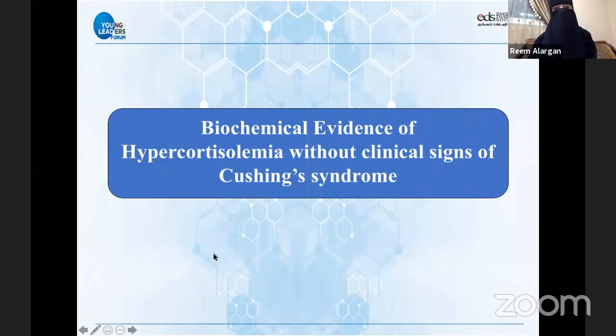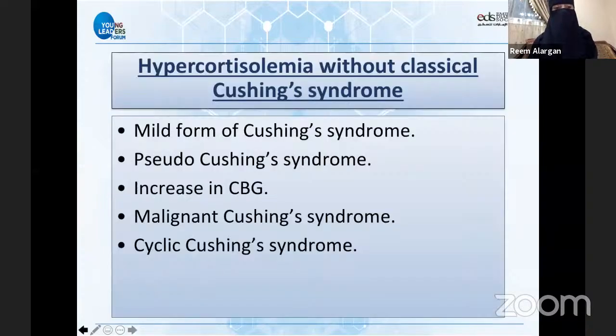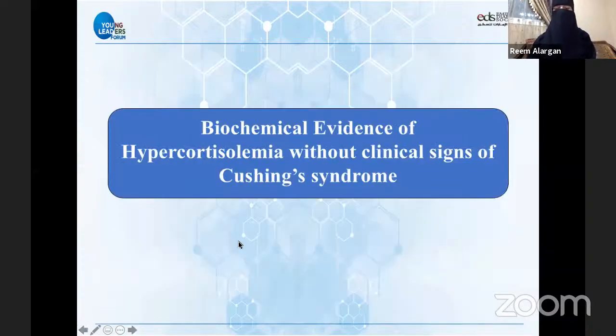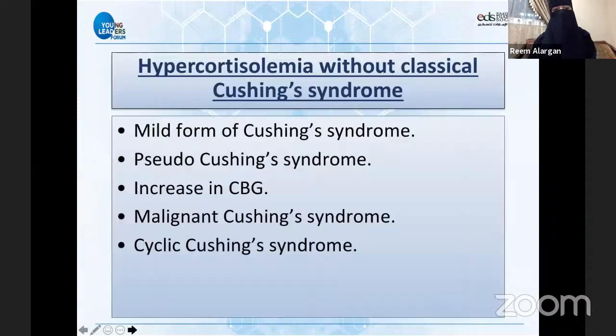So actually, what we have now is biochemical evidence of hypercortisolemia. However, the patient is lacking clinical signs of Cushing syndrome, as you saw. So the differential diagnosis at this stage will be either a mild form of Cushing's, or what is called subclinical Cushing syndrome, pseudo-Cushing syndrome, increase in cortisol binding globulin, malignant Cushing syndrome, or cyclic Cushing. So we'll just go over them one by one.